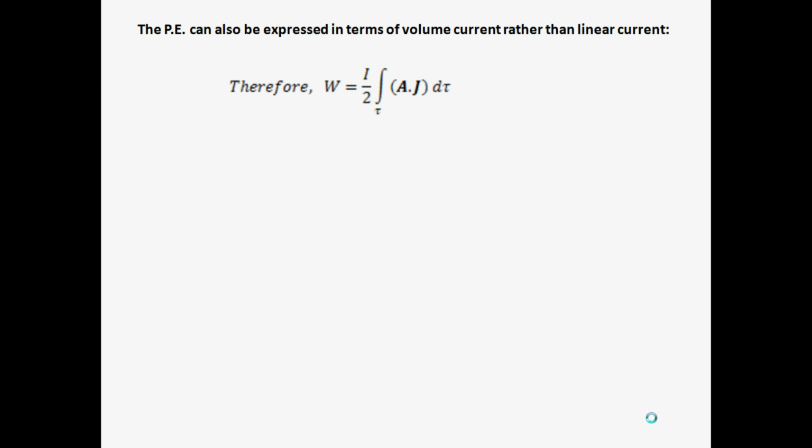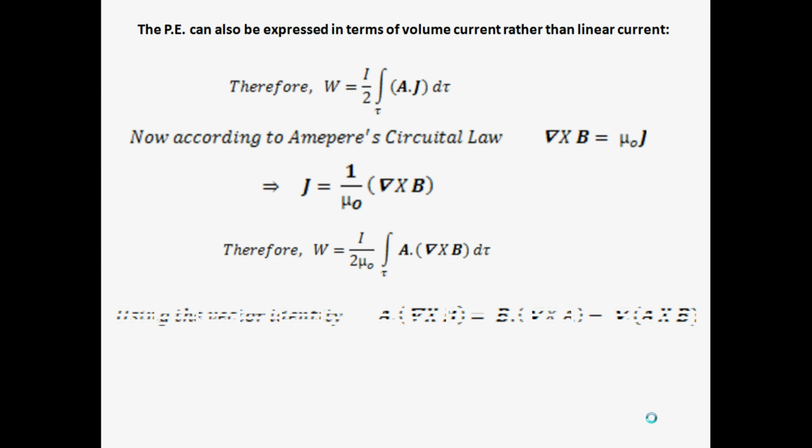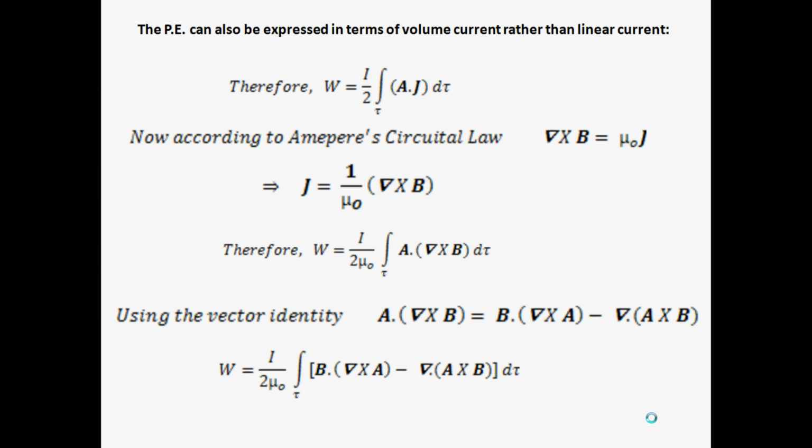Now according to Ampere's circuital law, curl of B is equal to mu naught J. So J can be expressed as 1 by mu naught times curl of B. Therefore W is equal to 1 by 2 mu naught volume integral of A dot curl of B over the volume tau. Now using the vector identity, A dot curl of B is equal to B dot curl of A minus del dot A cross B, we get the potential energy W to be equal to 1 by 2 mu naught volume integral of B dot curl of A minus del dot A cross B over the volume tau.